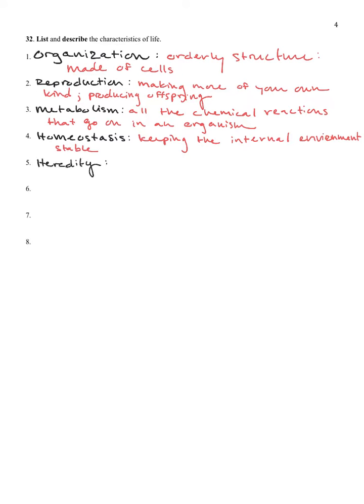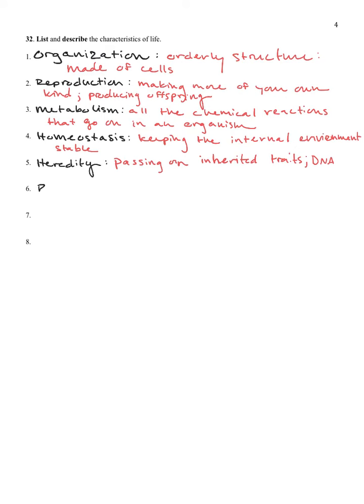And number 5 is heredity. This is when an organism can pass on its inherited traits. It does this through a process where it passes the molecule DNA to its offspring. And the reason that's important is because DNA is instructions for how to make a new individual.